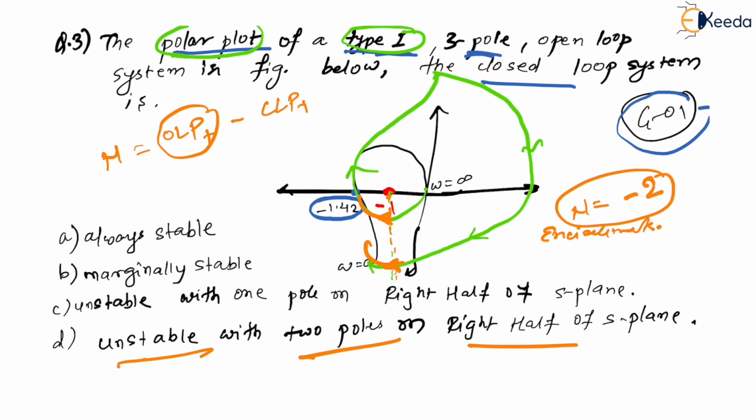So open loop poles at RH. Are there any poles at RH? No, not given. Which means definitely when we say N is equal to minus 2, if this one becomes 0, then it becomes N is equal to minus CLP plus, so it is nothing but minus 2. This means that there are two closed loop poles at RH. Is that correct? Yes, that is the reason the answer is option D. Unstable with two poles on right half of S-plane. Getting my point? Yes. Let us see one more question.